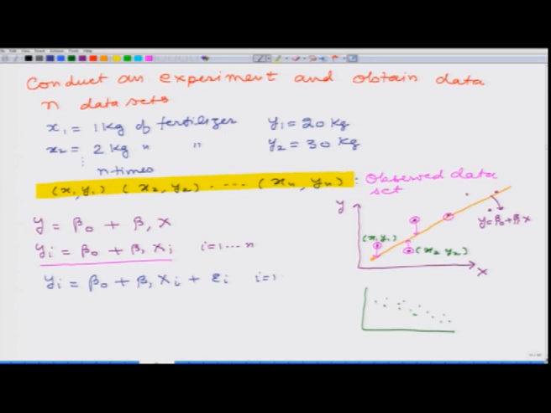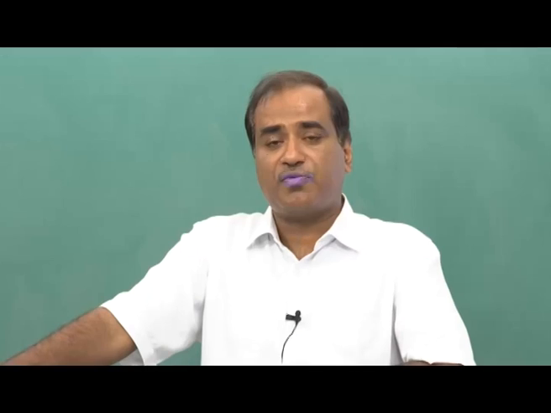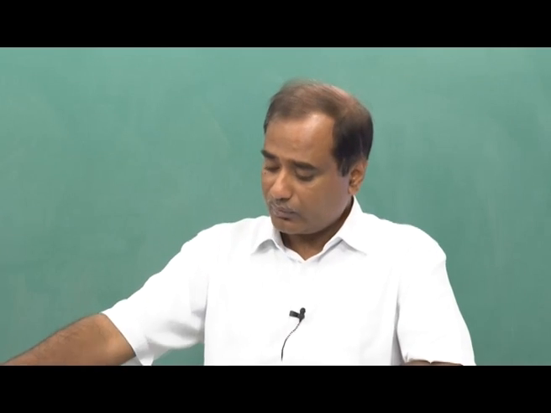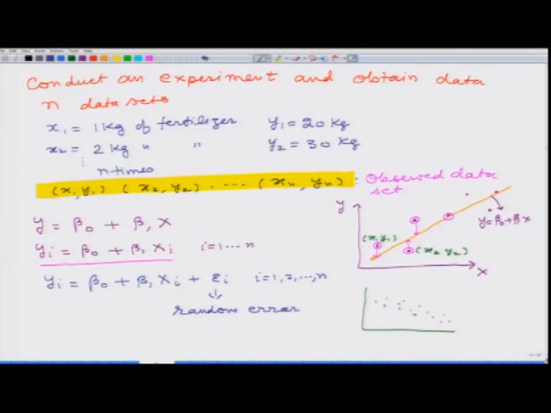I goes from 1 to say n. What is this epsilon i? Epsilon i is the random error involved in the ith set of data. So, when I observe the ith set of observation xi, yi, this has got some error epsilon i.